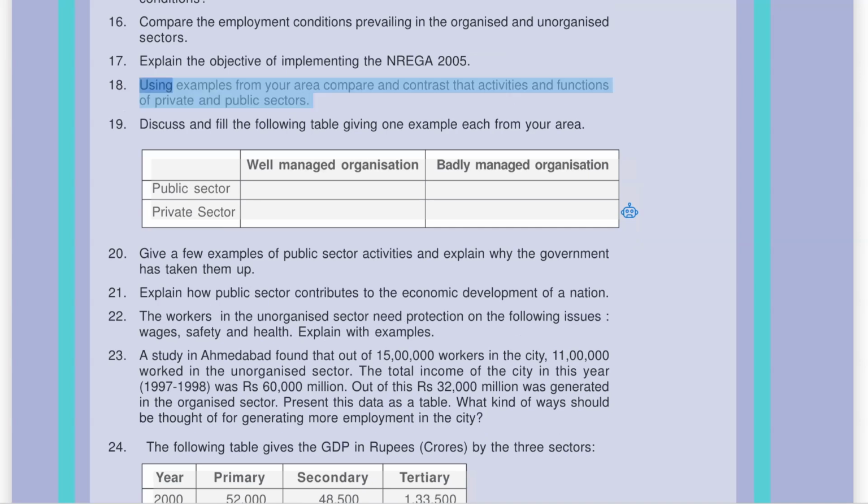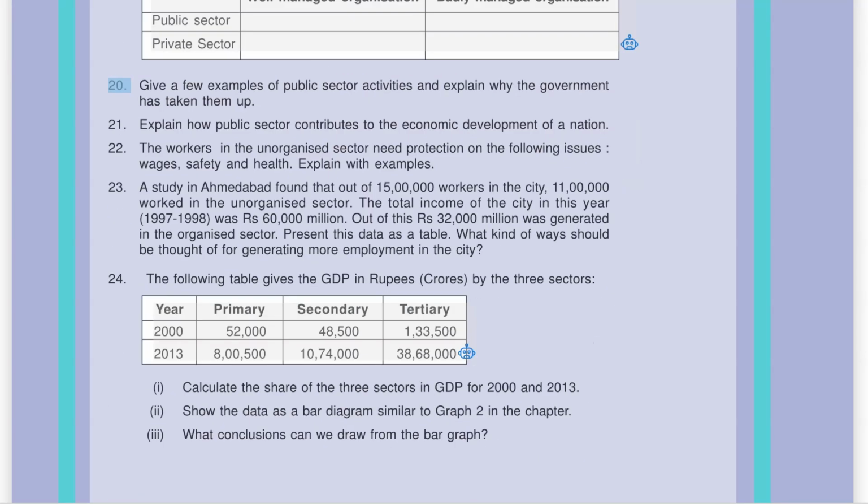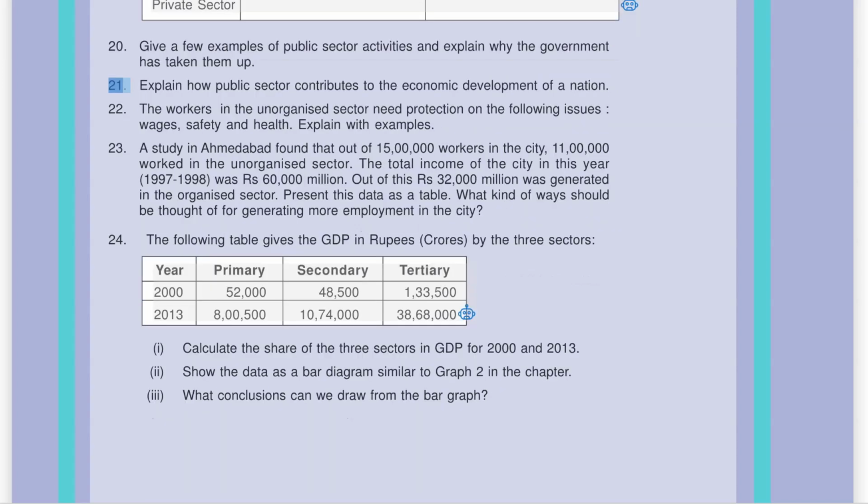18. Using examples from your area, compare and contrast the activities and functions of private and public sectors. 19. Discuss and fill the following table giving one example each from your area. 20. Give a few examples of public sector activities and explain why the government has taken them up. 21. Explain how public sector contributes to the economic development of a nation.